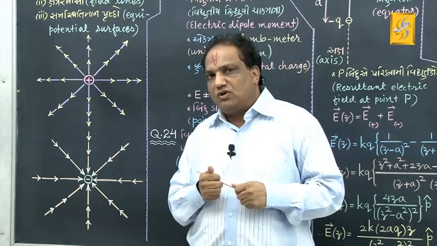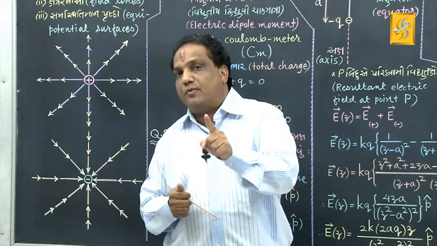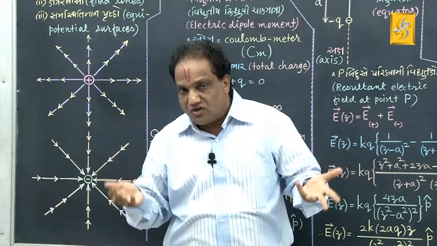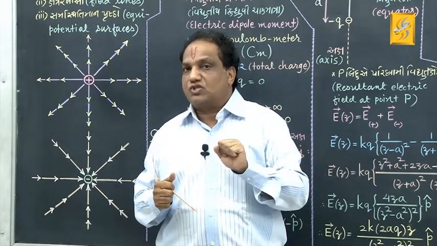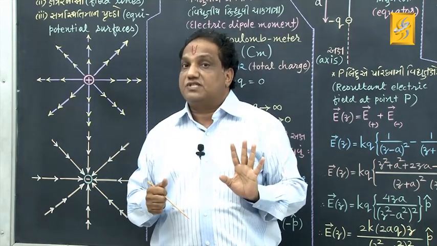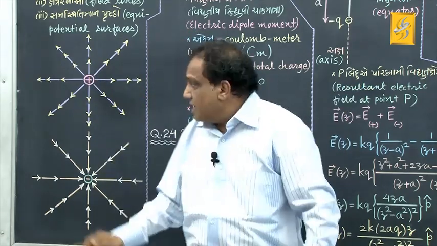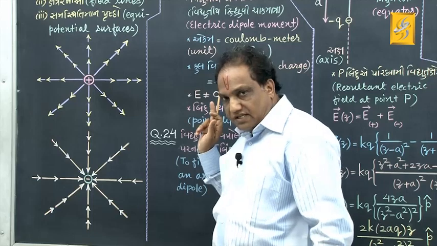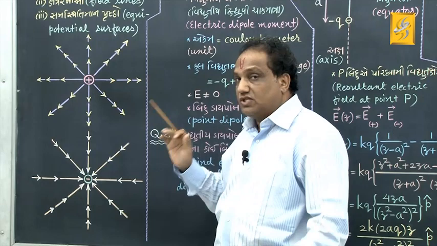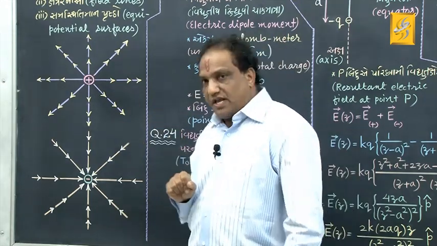Why? Just now I told you that length of electric field vector is to be shown directly proportional to magnitude of electric field. And don't you know, for a point charge, what is electric field? Kq upon r square. Electric field of a point charge is inversely proportional to square of the distance. So as distance increases, electric field will decrease. That's why you must show gradually shorter and shorter arrows. Okay, fine. What about direction?